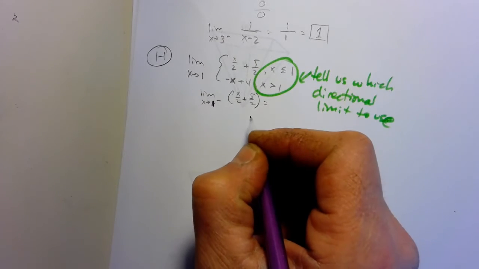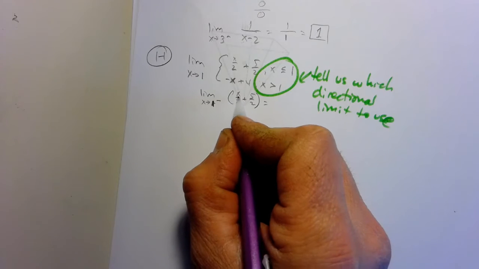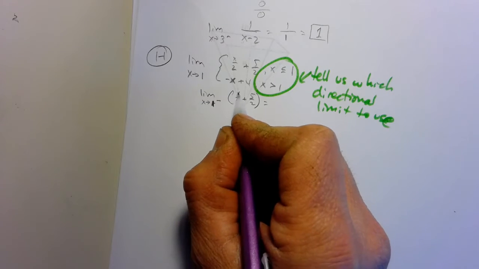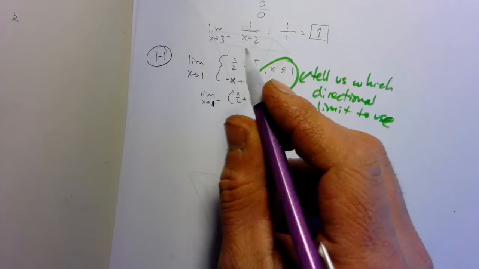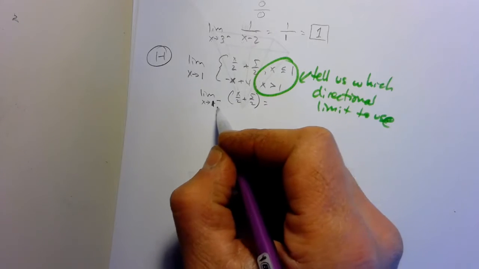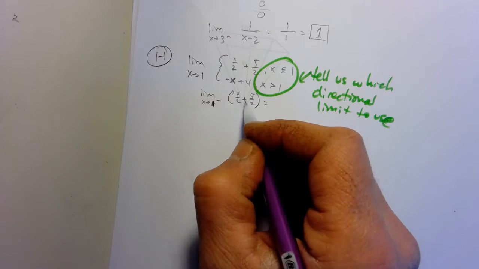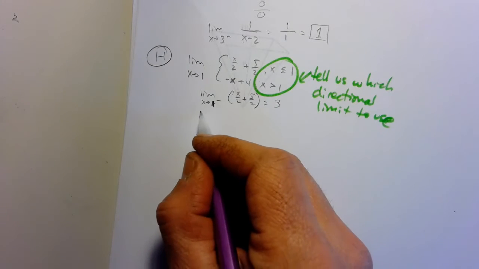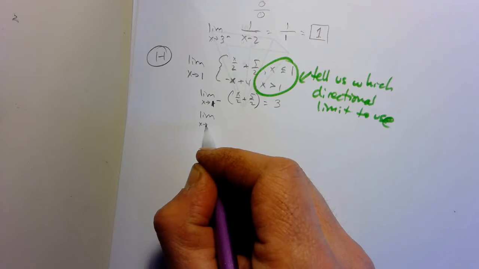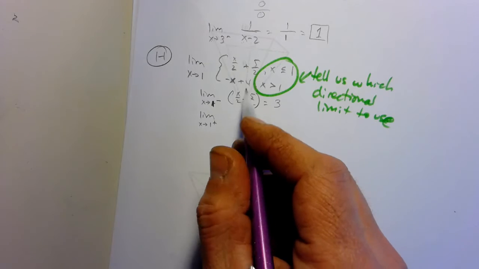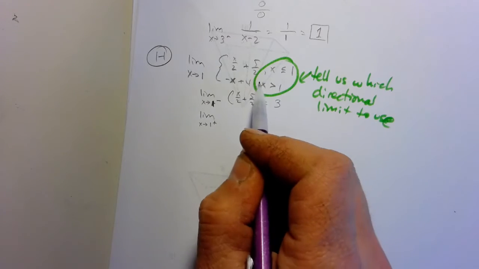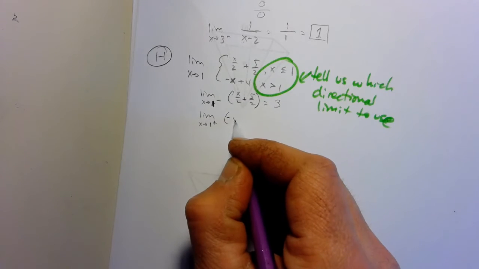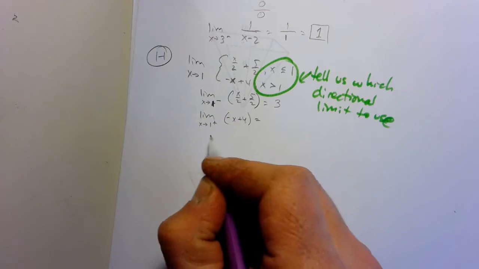Okay, so 1 just to the left. Well, if I plug it in right here, because as I look at this, there's no domain restrictions for this. As I plug in 1, I get 1/2 plus 5/2. Okay, I get 3. So from the left, I'm approaching 3. Let's see what we're going to be approaching from the right. From the right, that means I'm larger than 1, so I'm using the other function. And if I do that, I'm going to be approaching 3.